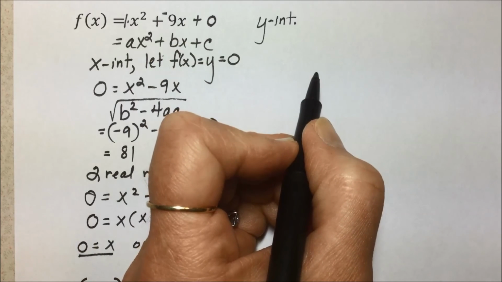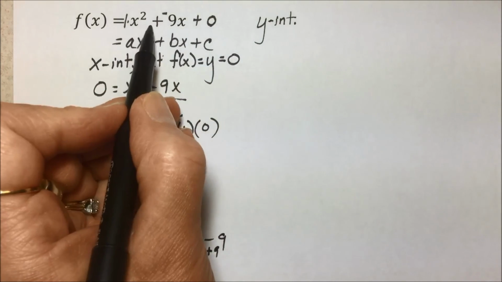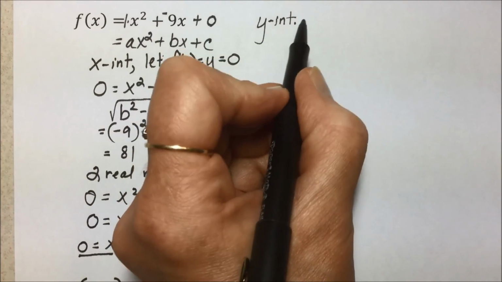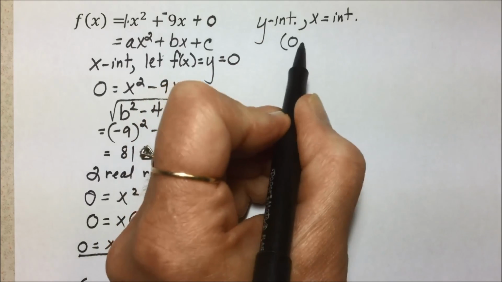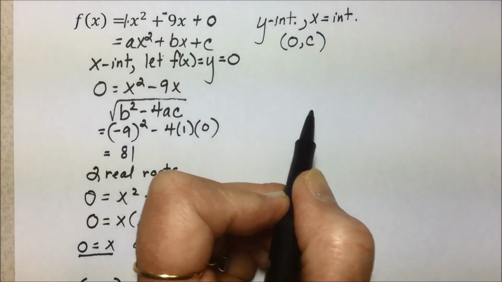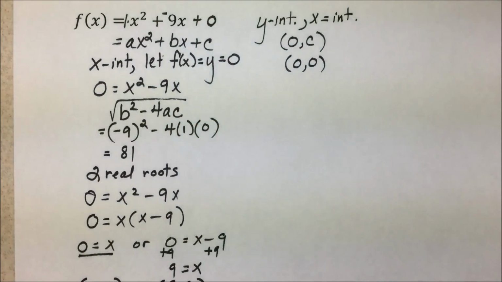And to answer the question, what is the y-intercept? The y-intercept is letting x equal 0. They're going to cancel one another out here, both terms, giving us 0. Or, relying on the relationship (0, c) for our y-intercept, is still going to give us that point of (0, 0).